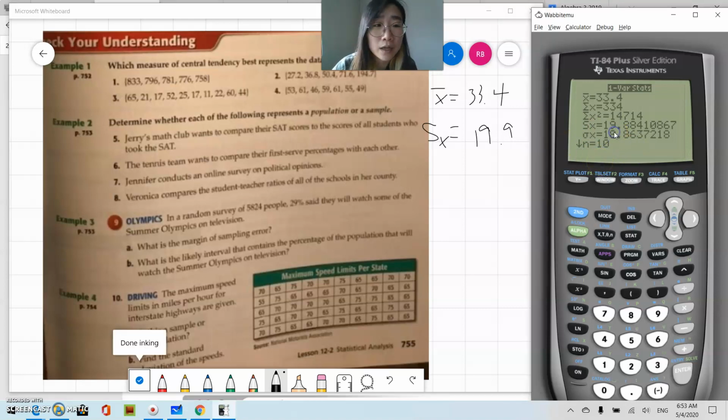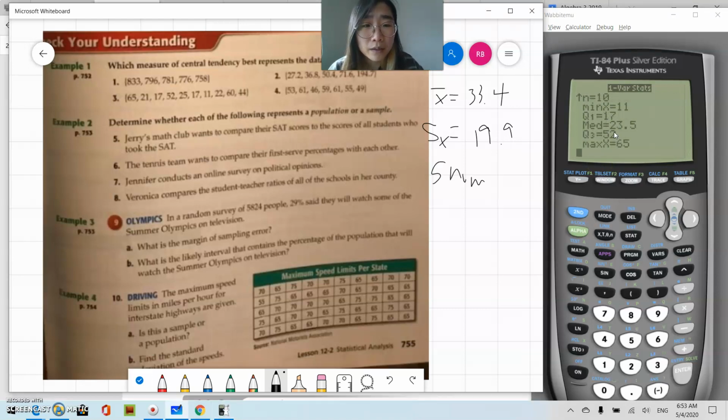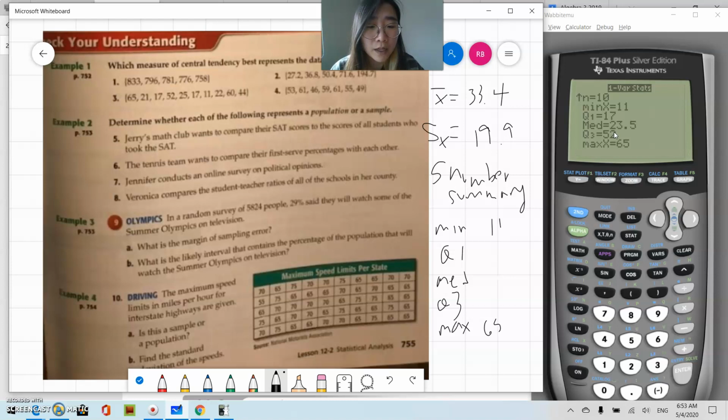And then we're going to go down to see something called the 5-number summary. The 5-number summary has 5 parts: minimum, Q1, so it's quartile one, I'm going to explain what that is, median, Q3, and maximum. Minimum is 11, maximum is 65. So the range is 65 minus 11, so the range is 54. So the range of this data right here is 54.